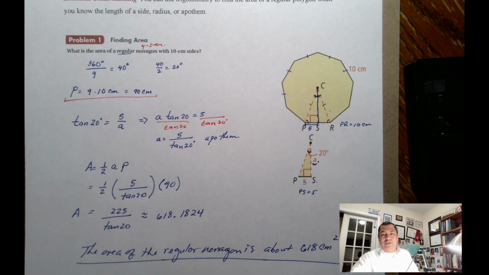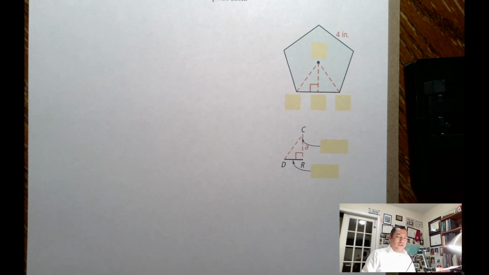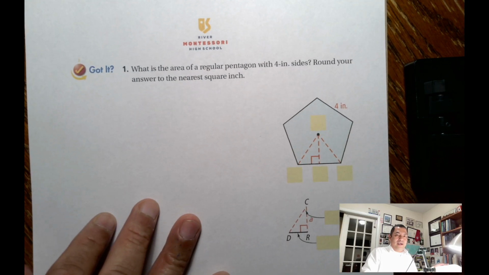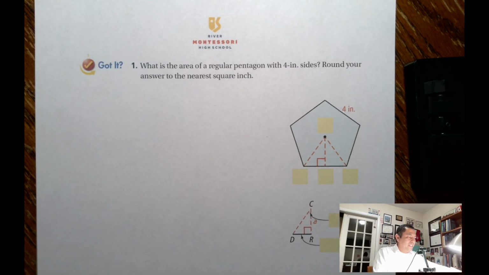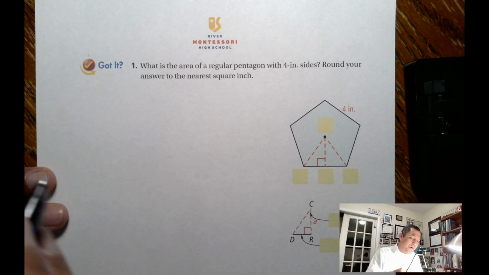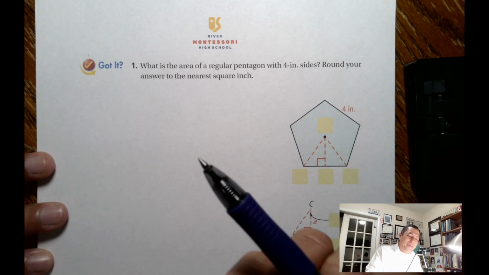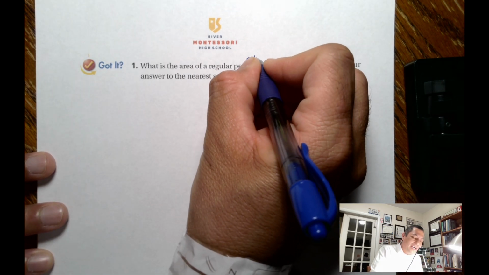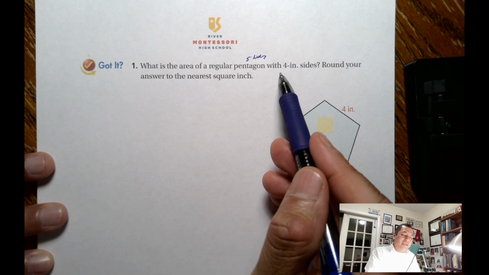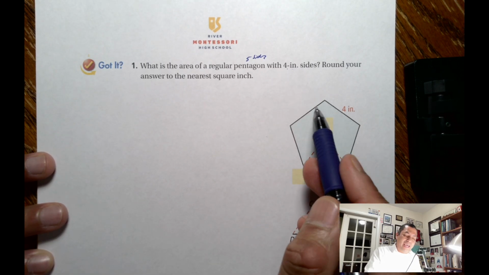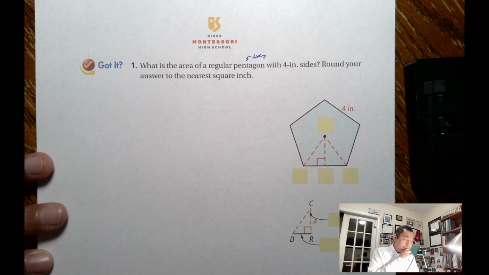Knowing that information, you're going to solve got it number 1. So if you want to give it a try by yourself, you can just pause this video and give it a try. You can pause it right now. Now, got it number 1 says, what is the area of a regular pentagon? So I have 5 sides, with 4 inches in every side.